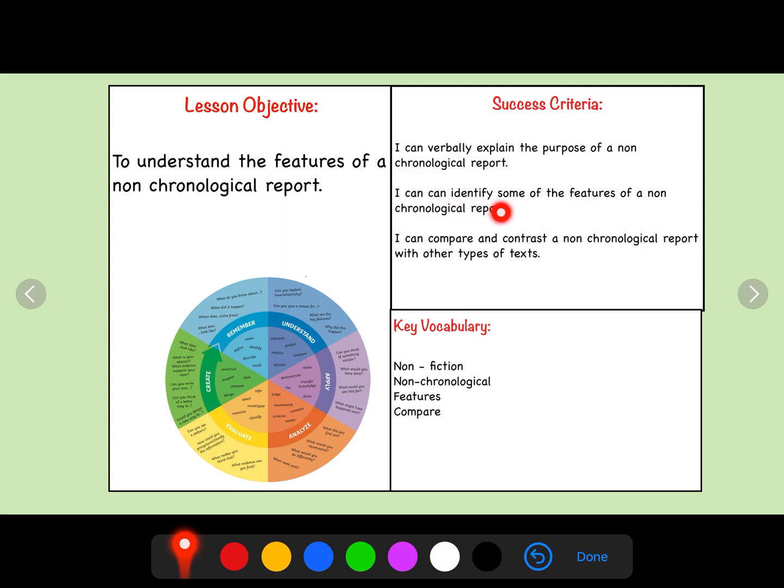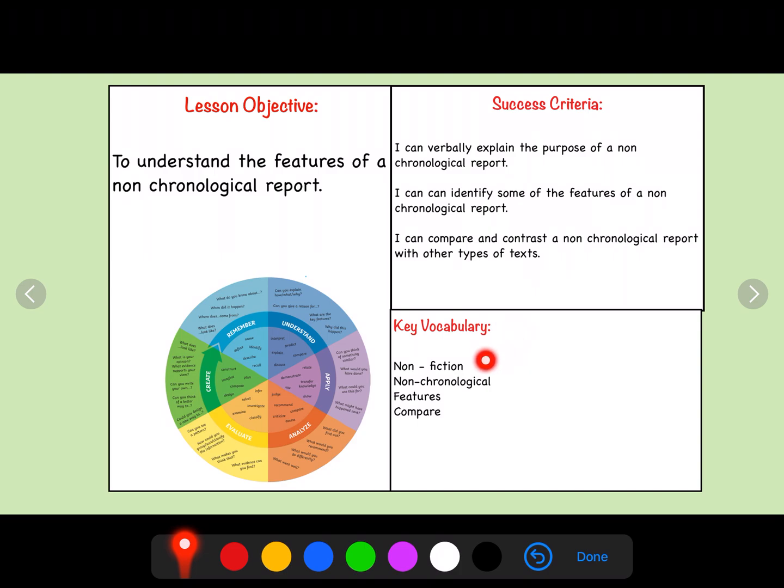I can identify some of the features of a non-chronological report. And I can compare and contrast a non-chronological report with other types of texts. Compare and contrast just means talk about what is the same and what is different.